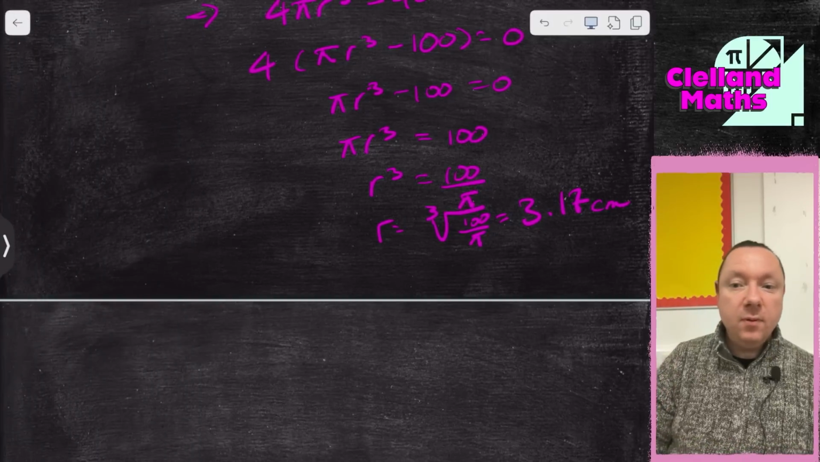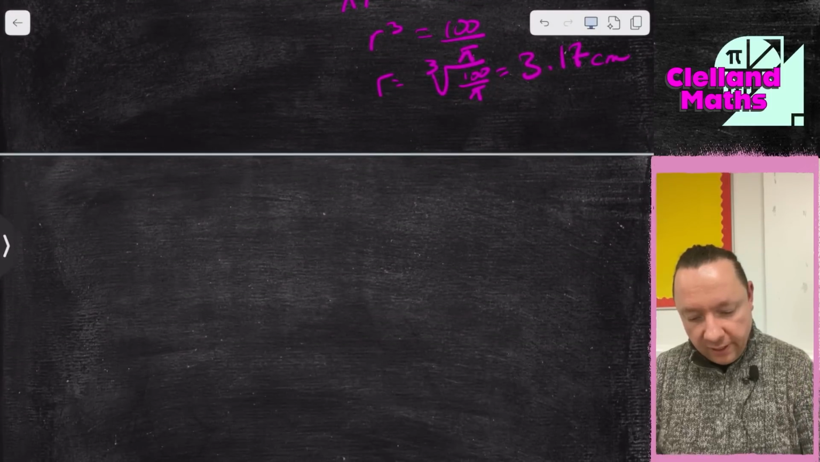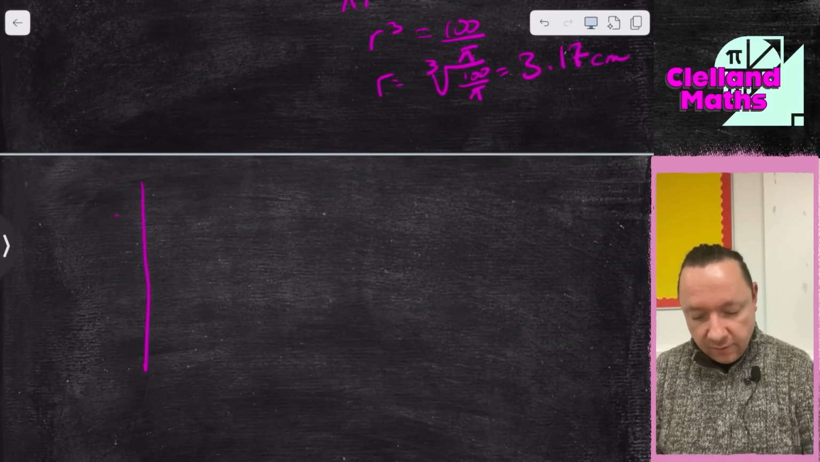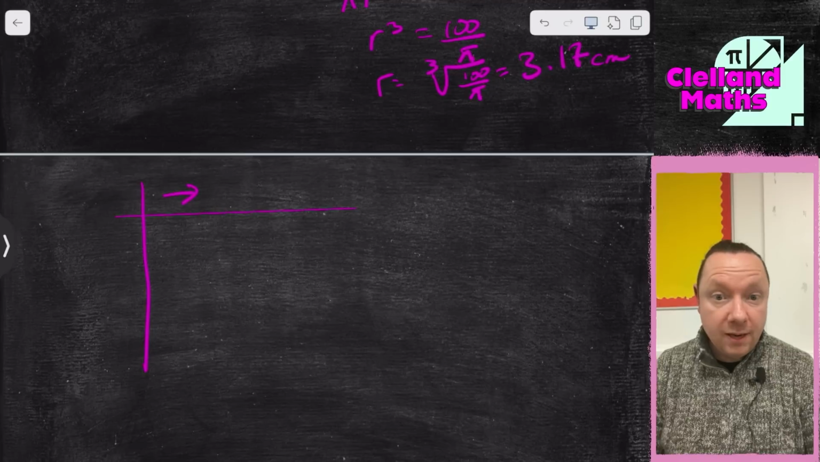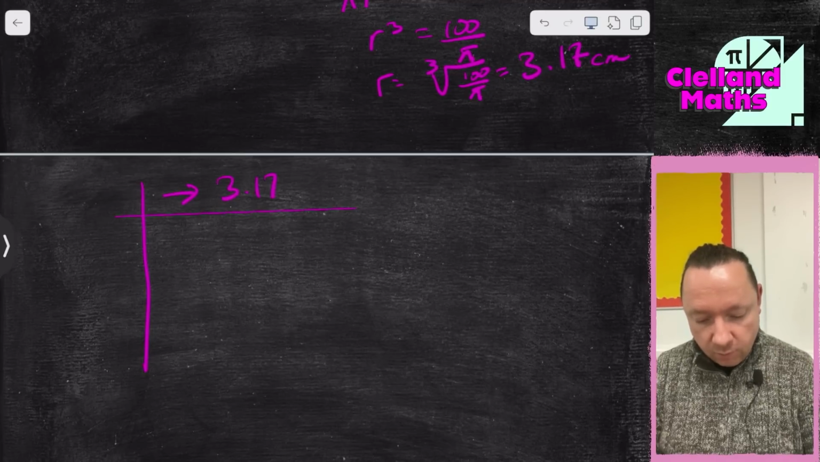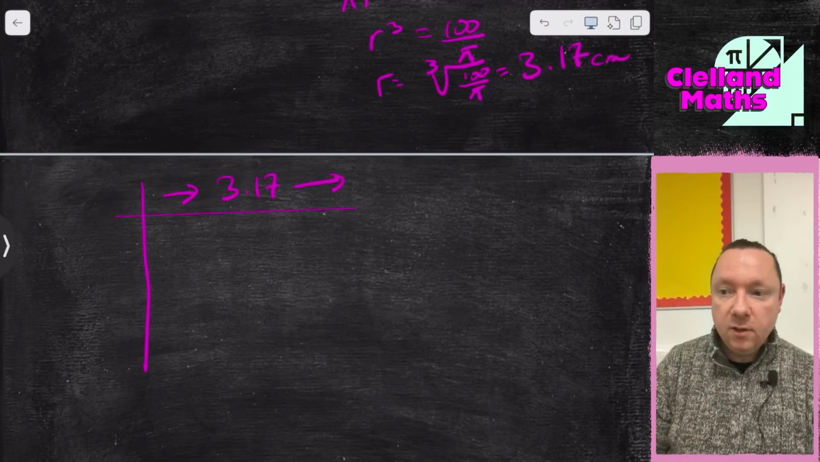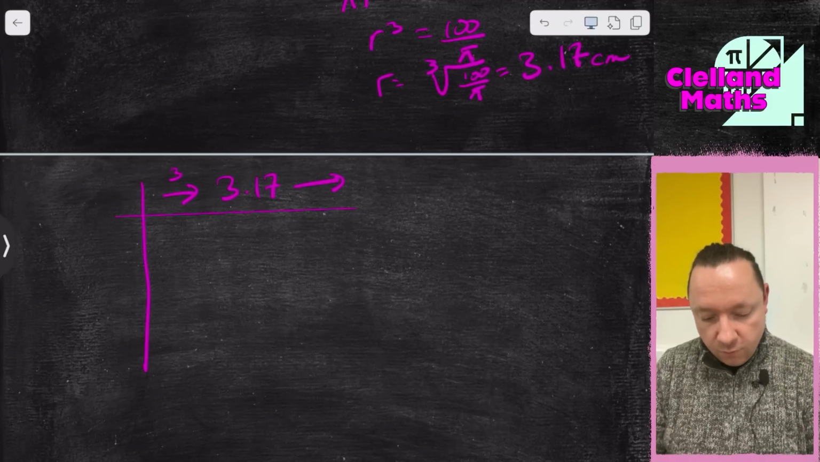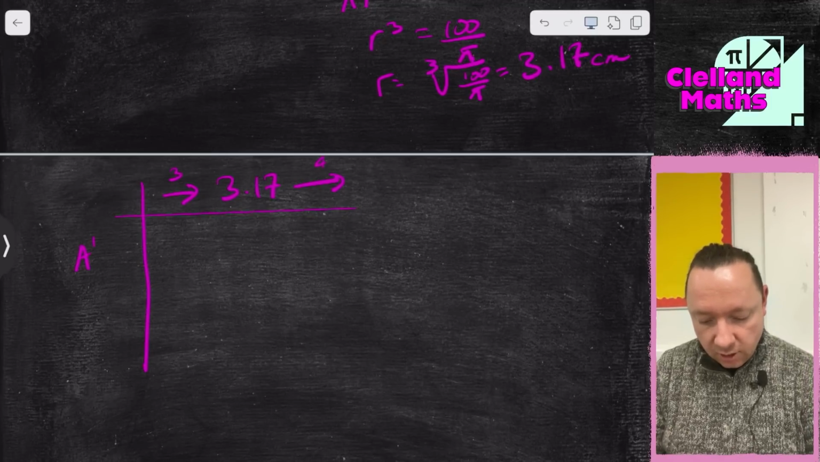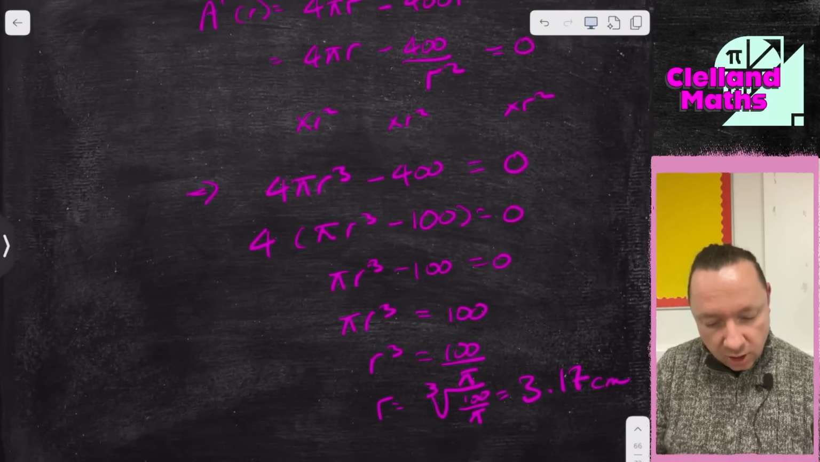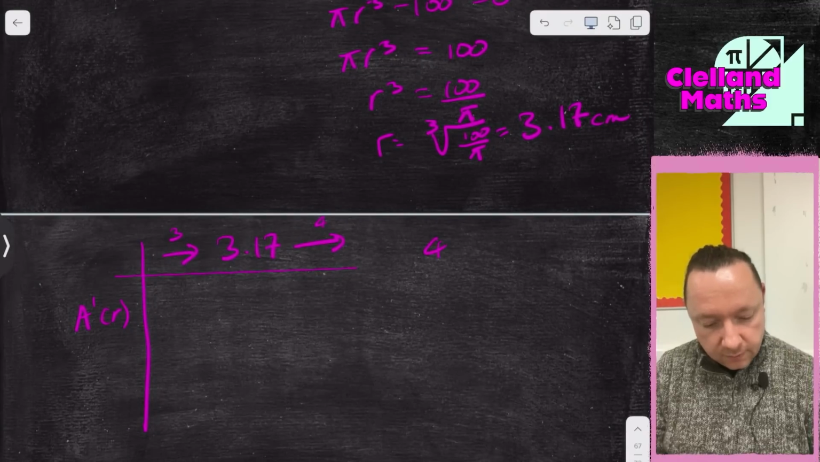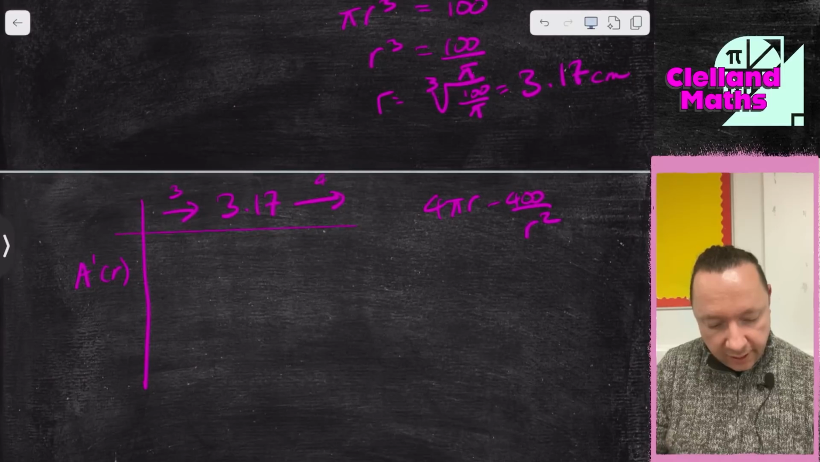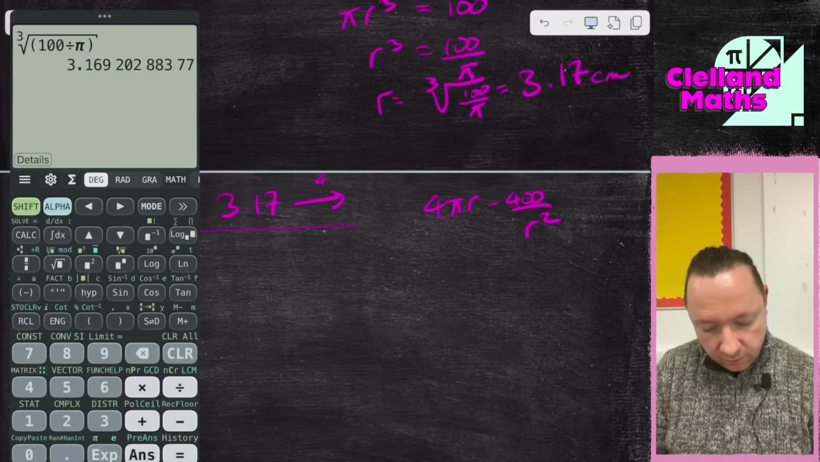Now obviously that is a minimum, but we need to show it's a minimum. So you do a nature table, or you can do the second derivative, but I'm thinking nature table is what most of us would do. So we're going along, and we're at 3.17, and then we want to pick a number in the vicinity of that. So maybe 3 and 4, and we're going to sub that into A dash r. So remember, A dash r, way back up here, was 4 pi r minus 400 over r squared. Now you can do a lot of this in your head, but I'll show you it here.